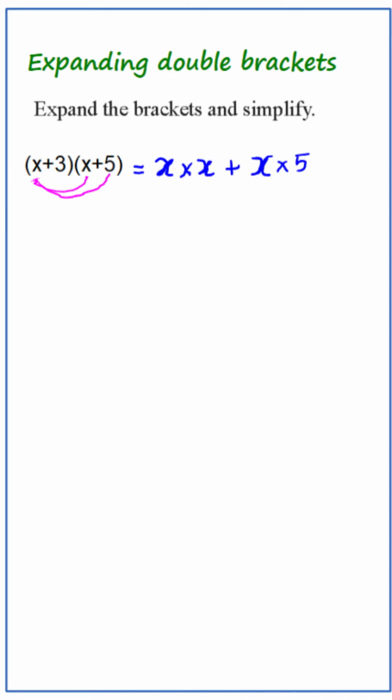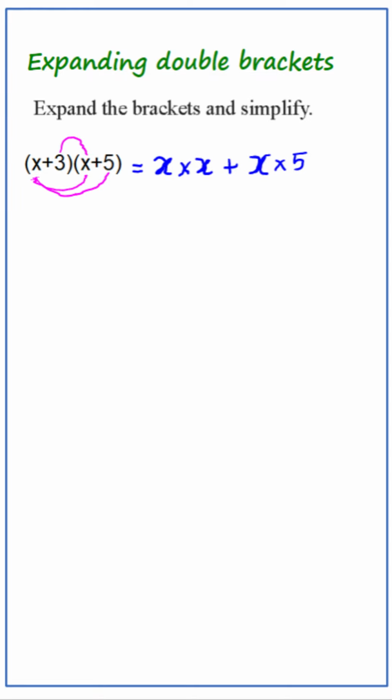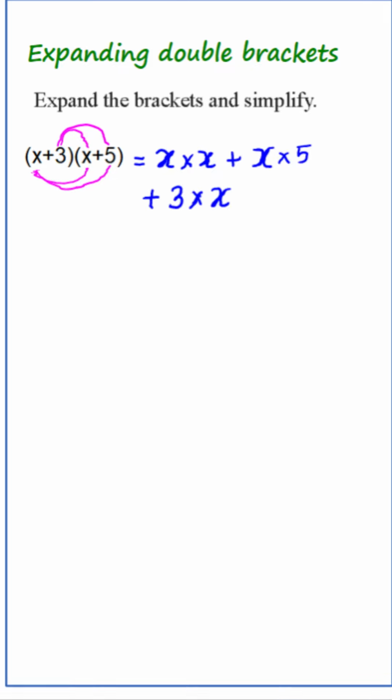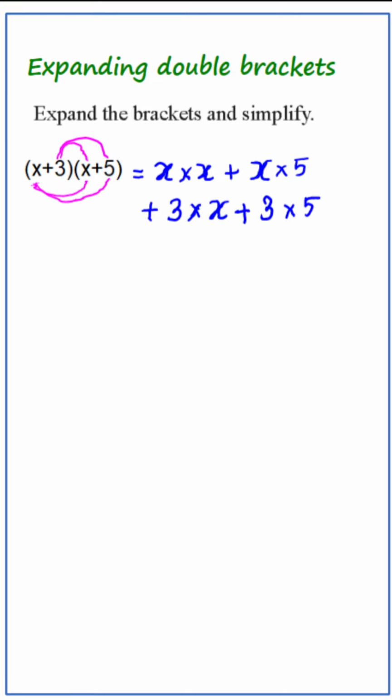Then now take the second term in the first bracket, multiply it with the first term in the second bracket and plus with 3 multiply the second term in the second bracket. So we get 3 multiplied by x plus 3 multiplied by 5.